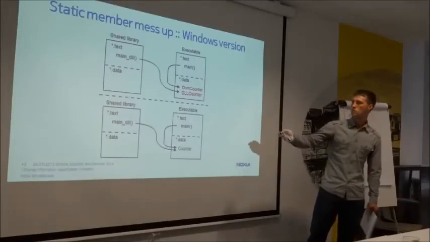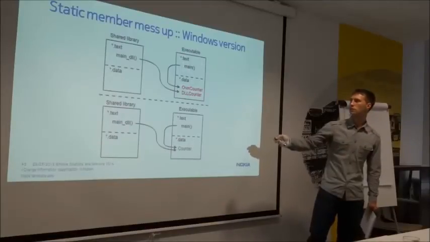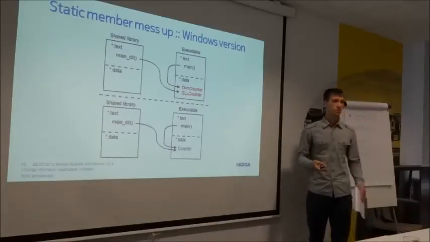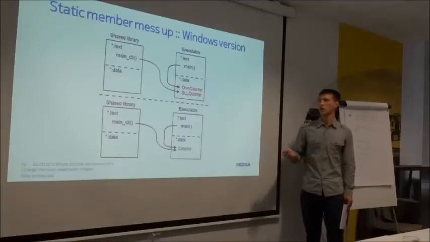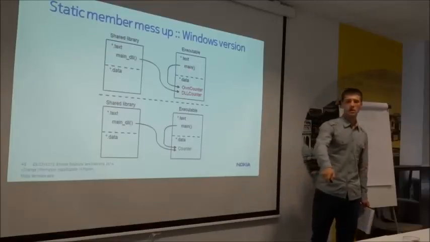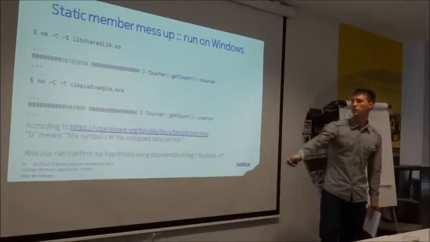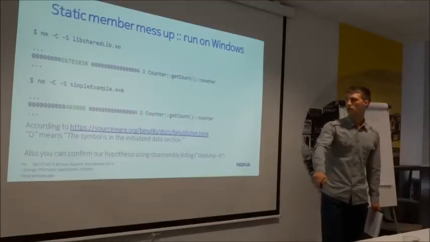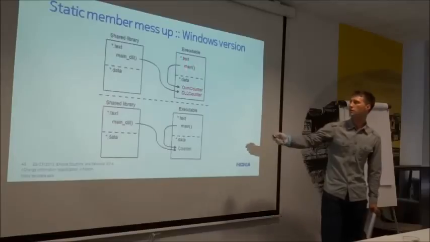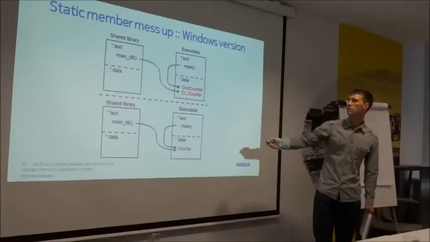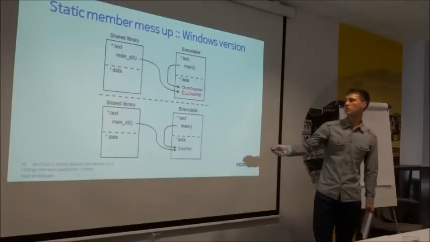And in the executable, we have a counter, the counter from the executable's point of view. It's our counter that is referenced from the main function. As we know from this picture, from the main function, our own counter is addressed, and from main DLL, this counter that was relocated from this segment is addressed.